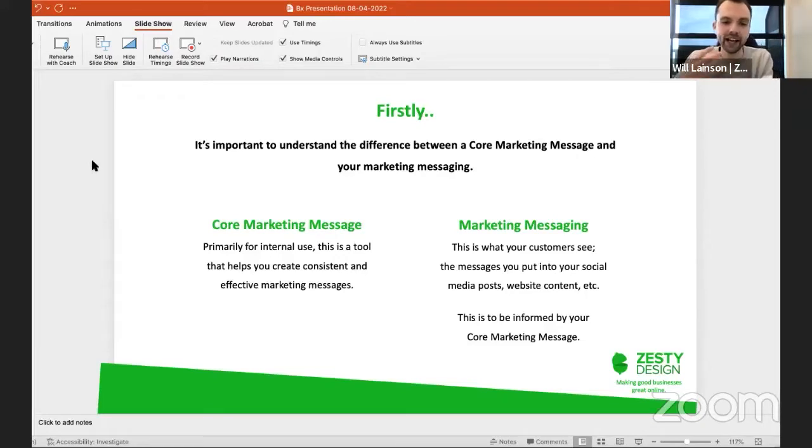And having a core marketing message that you use internally with your business will help you align your business and general marketing strategy. It will increase your revenue, it'll increase your sales, and it'll just help you get to where you want to be in business.